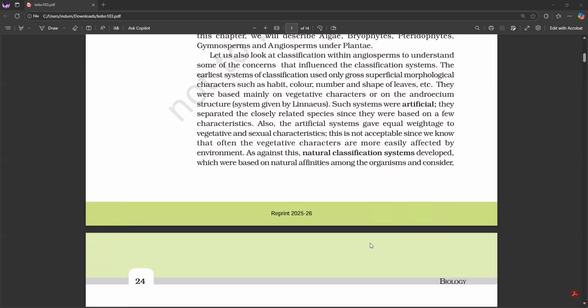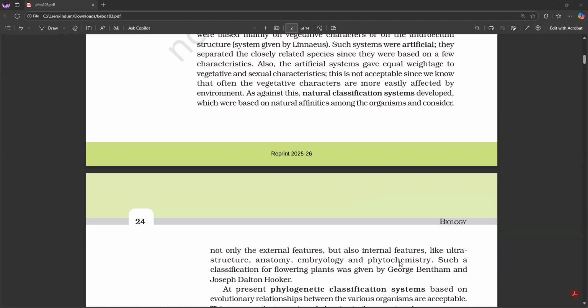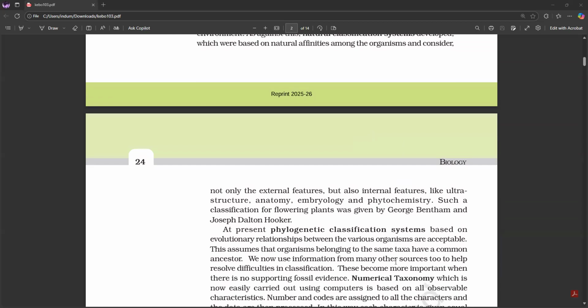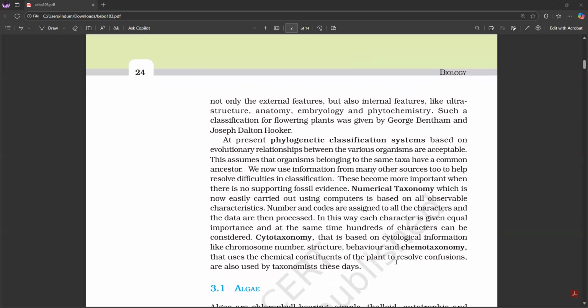Also, the artificial systems gave equal weightage to vegetative and sexual characteristics. This is not acceptable since we know that often the vegetative characters are more easily affected by environment. As against this, natural classification systems developed which were based on natural affinities among the organisms and consider not only the external features but also internal features like ultrastructure, anatomy, embryology, and phytochemistry.